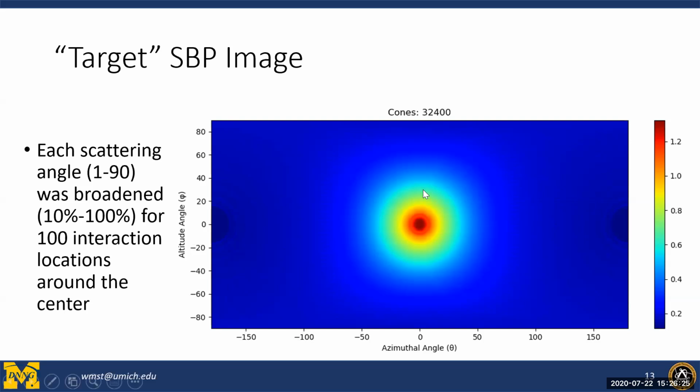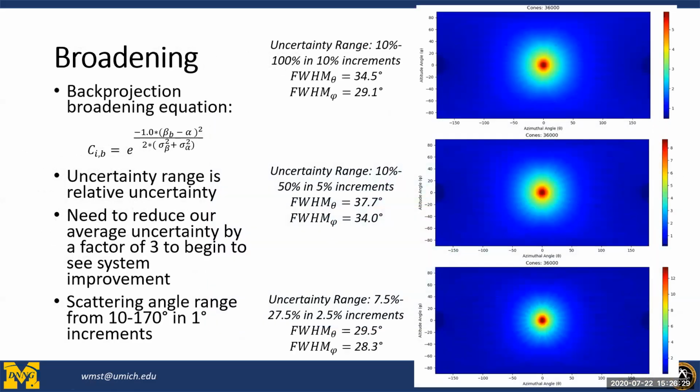So the first one that I want to talk about is broadening, because broadening seems like it would absolutely impact these images significantly, such that if we take a system that has upwards of 100% uncertainty, and if we reduce that by some factor, won't that give us a much, much better image? And what was interesting about this analysis is not so much.